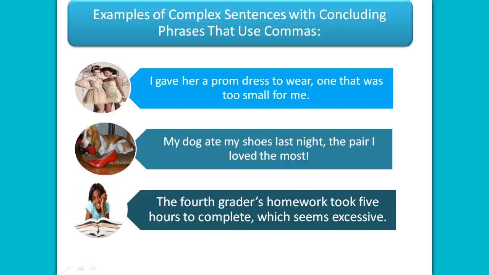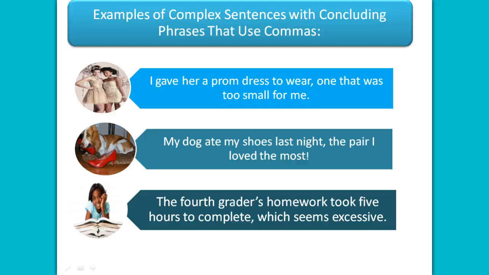My dog ate my shoes last night, comma, the pair I loved the most. Again, the dependent clause at the end, the pair I loved the most, has I and loved, subject and verb, but it doesn't make sense alone. If I said the pair I loved the most all by itself, you'd have no idea what I was talking about. So we have connected it with a comma to the independent clause, my dog ate my shoes last night.